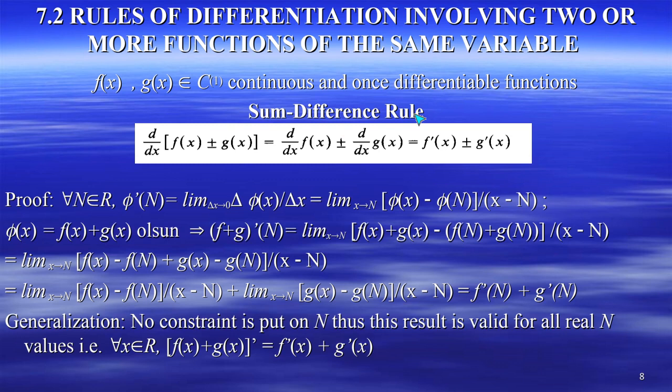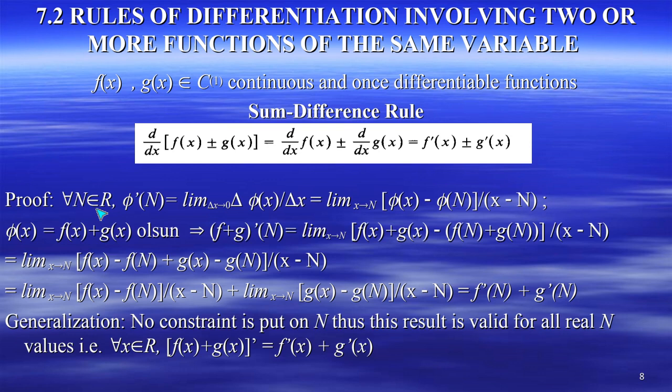What is the sum or difference rule? It is easy. The derivative of the sum of two functions is the sum of their derivatives. The derivative of the difference of two functions is the difference of their derivatives. This is the rule. You see, it is written here as well. d over dx of f of x plus g of x is d over dx of f of x plus d over dx of g of x, or f prime of x plus g prime of x. For the difference, it's similar as well. The plus sign is replaced by minus. It's the same formula. Let's prove it.